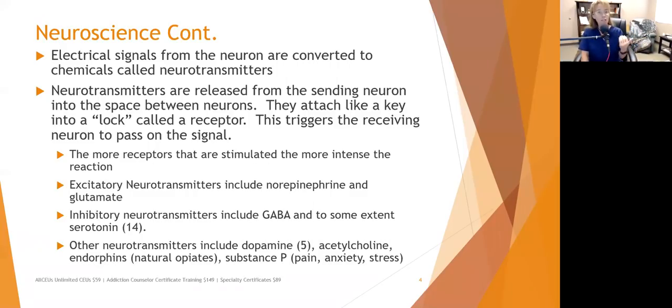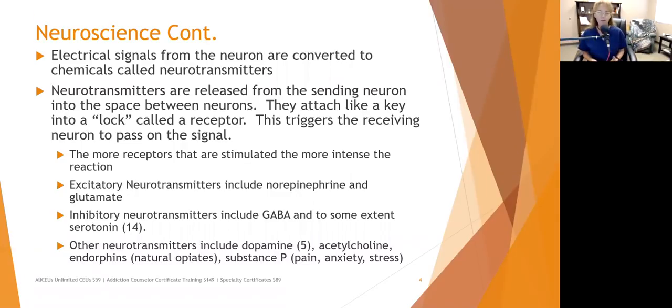Inhibitory or calming neurotransmitters include GABA, which is our main calming neurotransmitter, and to some extent serotonin. And we hear a lot about serotonin in terms of it being an antidepressant. It is also an anti-anxiety neurotransmitter. Serotonin also is responsible for a lot of other things, including libido and appetite and pain perception and heart rate. It has at least 14 different functions in the body.